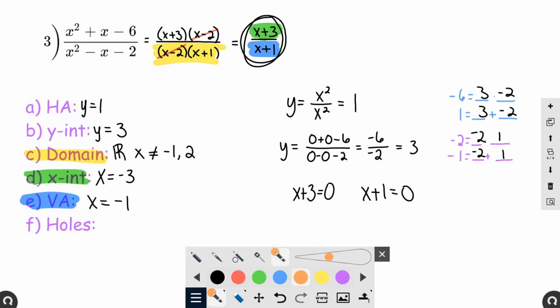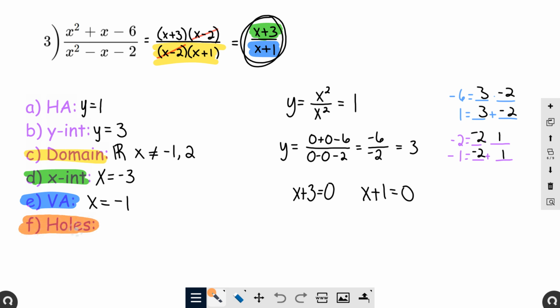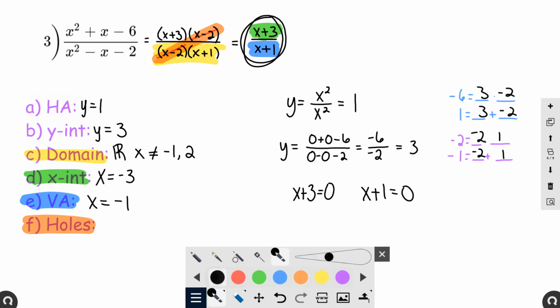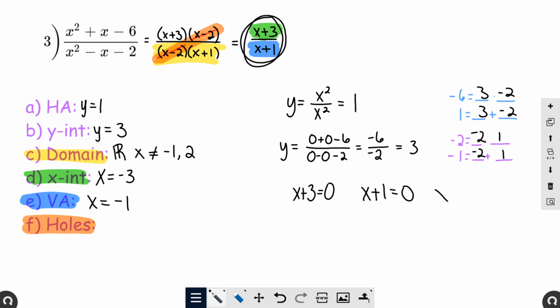Now we have the last part, which is the holes. What does it say on your paper about the holes? And what canceled out? X minus 2. So we set that equal to 0 and solve. So x equals 2. It's pretty when it's color-coded. Ta-da! So those are the different spots that you look at.